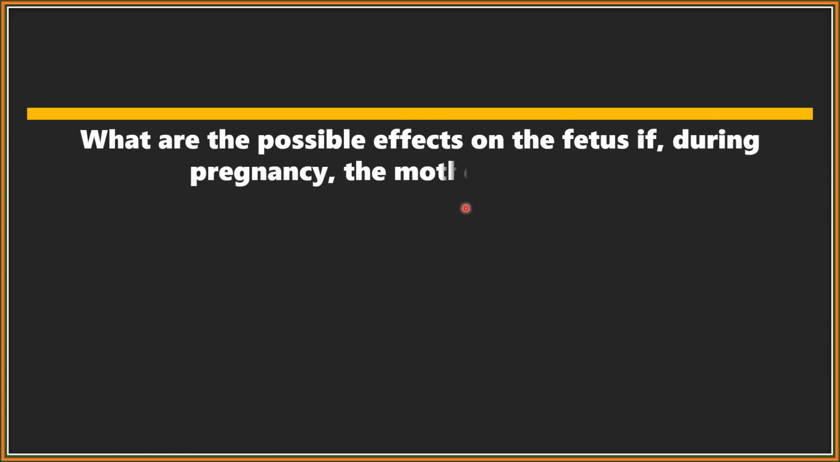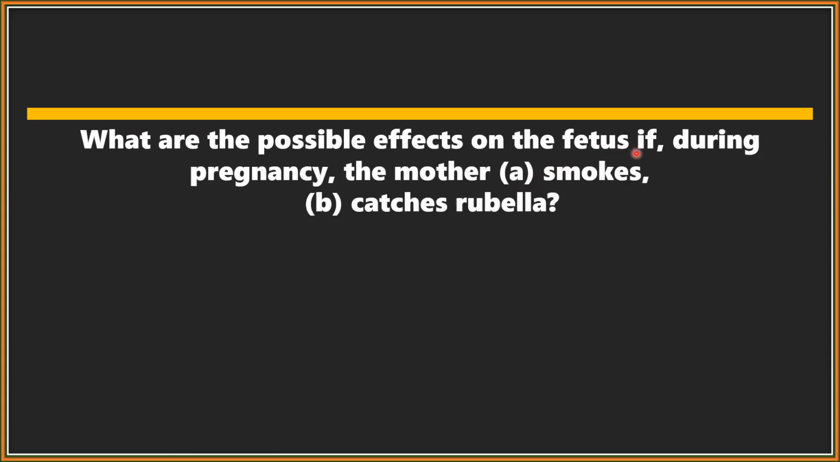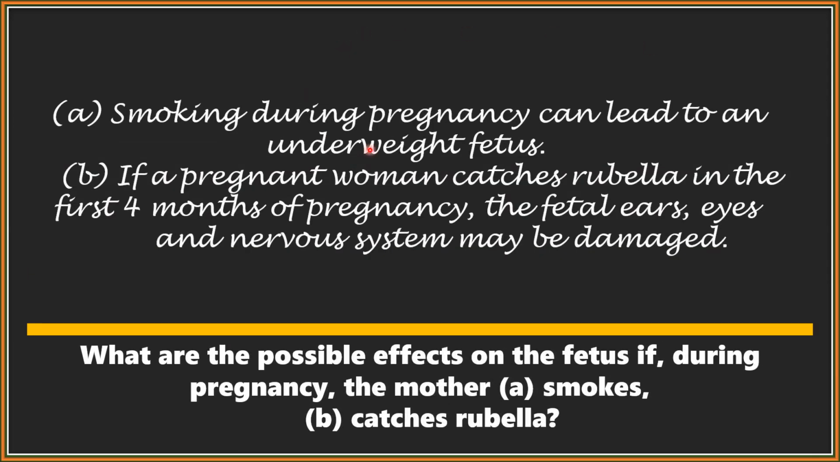What are the possible effects on the fetus if during pregnancy the mother smokes, catches rubella? Smoking during pregnancy can lead to an underweight fetus. If the pregnant woman catches rubella in the first 4 months of pregnancy, the fetal ears, eyes, and nervous system may be damaged.